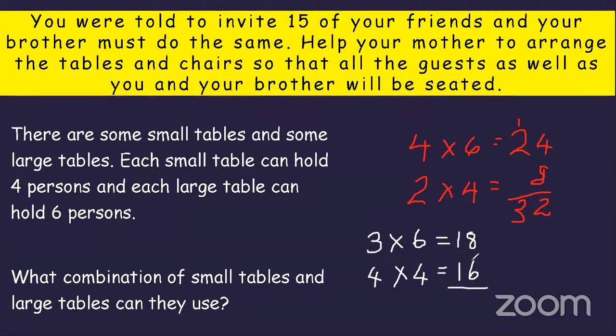6 ones plus 8 ones is 14 ones. So 4 ones can come from that, and one group of 10. 1, 2, 3 tens, 34. So this would not work because this is 34 people here. So let's see if you guys have done any other.